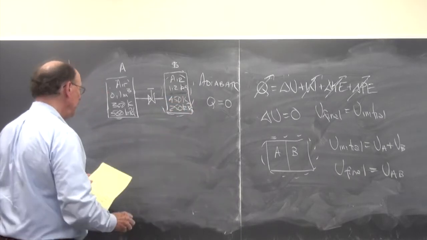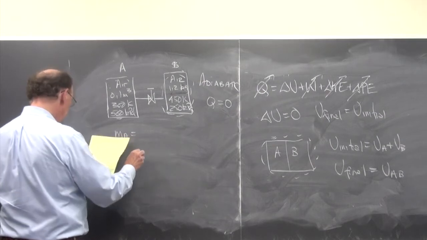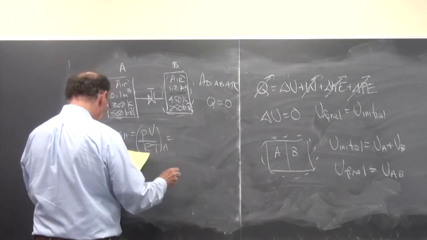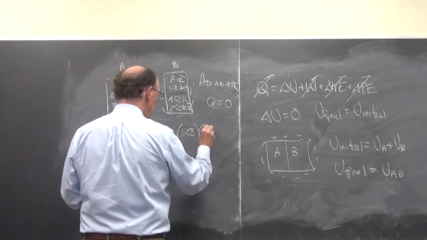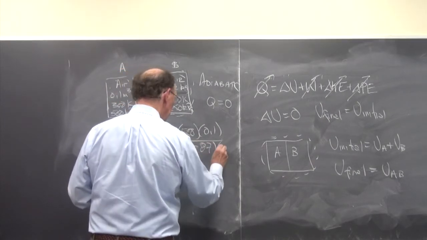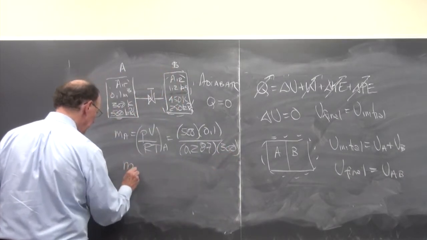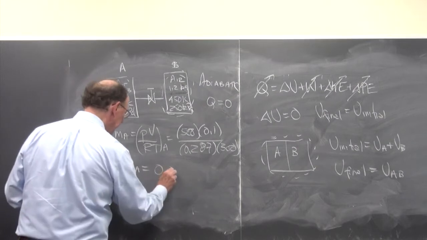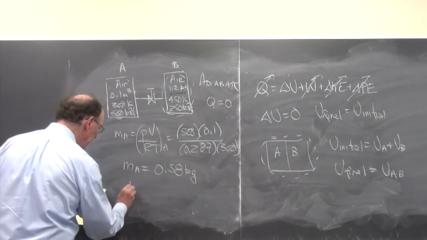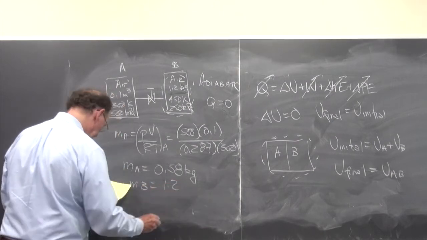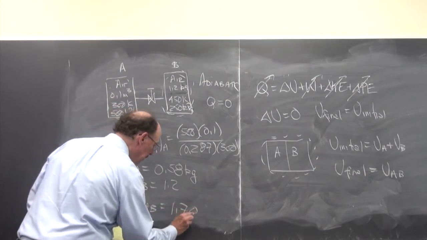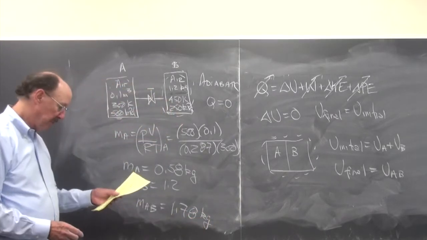Here, I'm given the mass in B, so I need to find the mass in A. So MA is equal to PV over RT for A, which is 500 times 0.1 divided by 0.287 times 300. So I have that MA is equal to 0.58 kilograms. And MB is equal to 1.2. And so MAB is 1.78 kilograms. I have 1.78 kilograms for the final one.